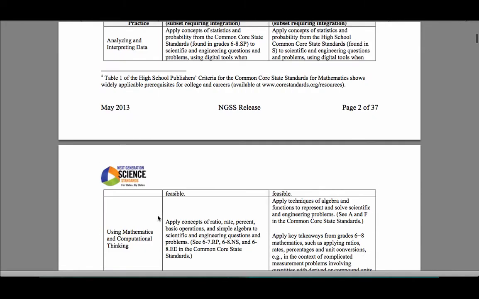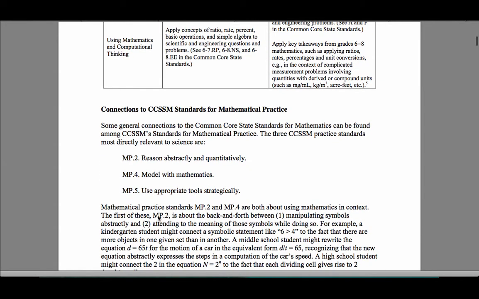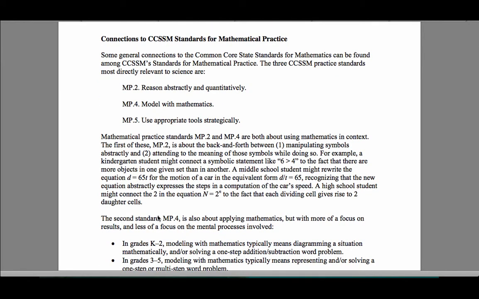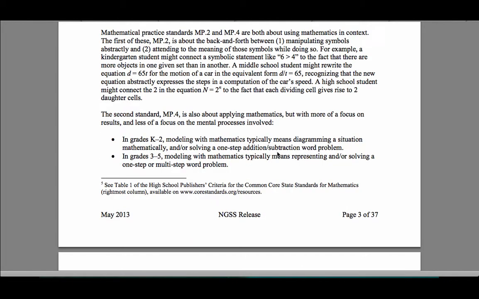When you are finished looking through Table 2, continue to scroll down to the Connections to the Common Core State Standards for Mathematics Standards for Mathematical Practice. This document outlines the 3 Common Core State Standards for Mathematics practice standards most directly relevant to science. They are MP2, reason abstractly and quantitatively, MP4, model with mathematics, and MP5, use appropriate tools strategically. These three standards mean different things based on the grade levels involved.